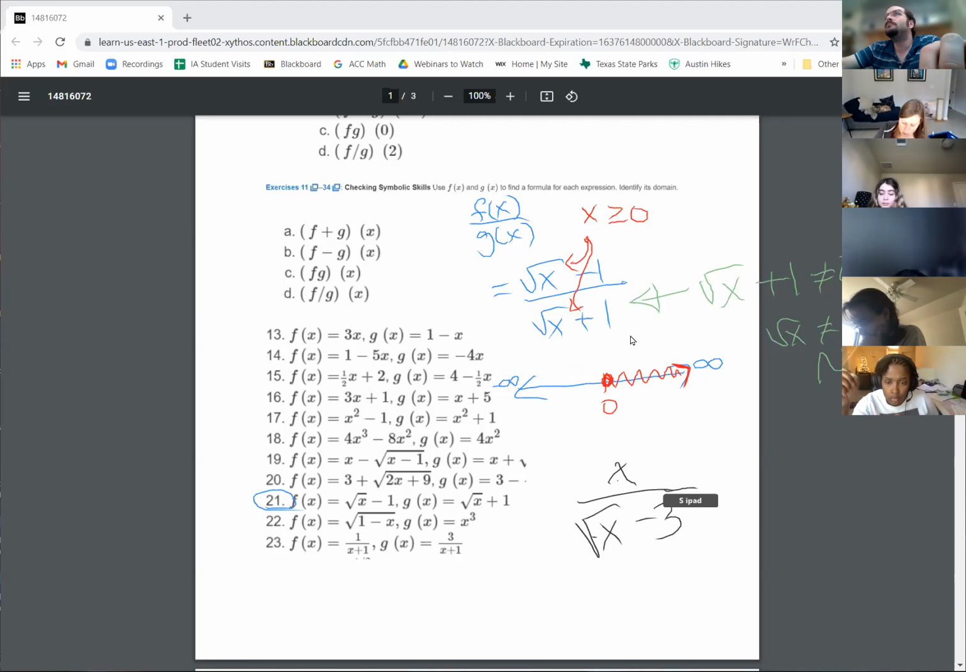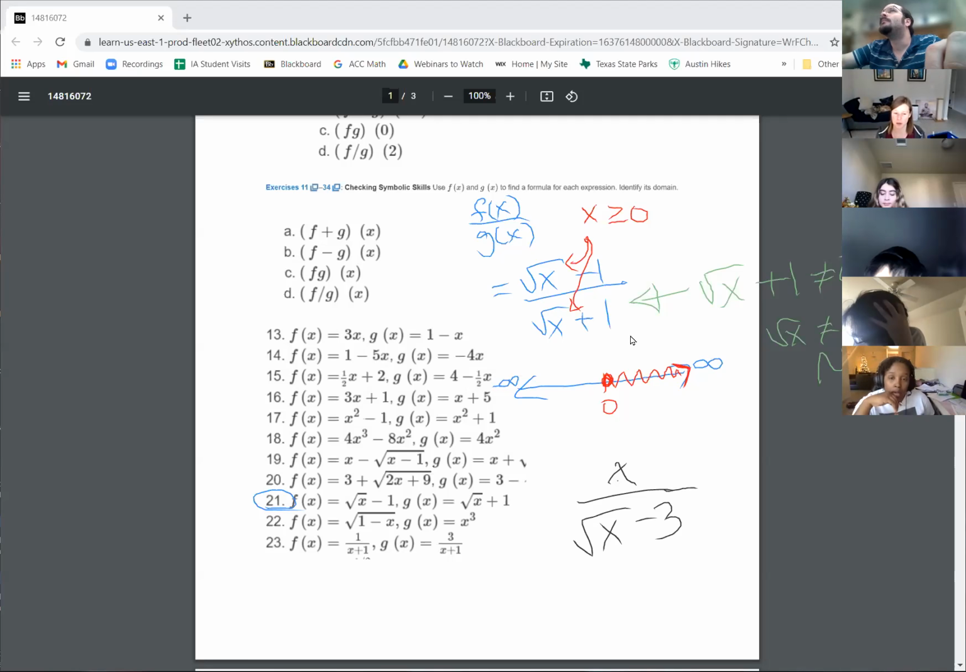Tell me an x that won't work. What x will give me a 0 on the bottom? That would be a 3. What x would give me a 0 if I had square root of x minus 3 on the bottom? Not 3. 9, right? That would be a problem. Then I would have to make sure I cross off 9 also on my number line.